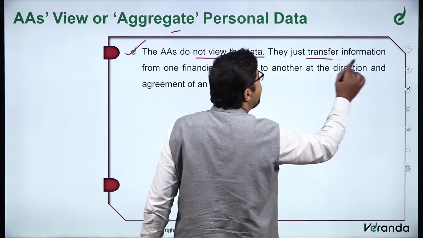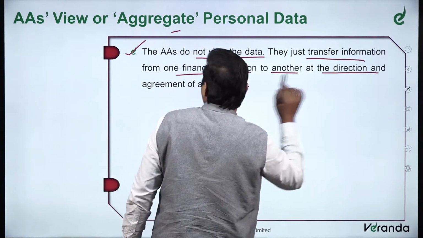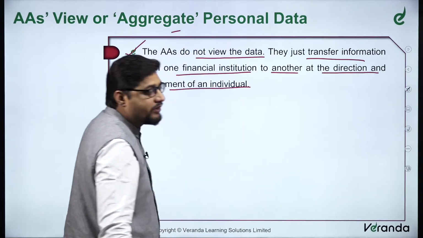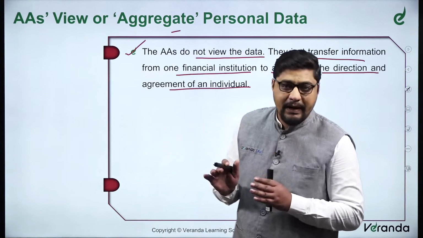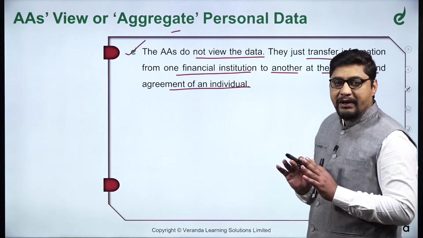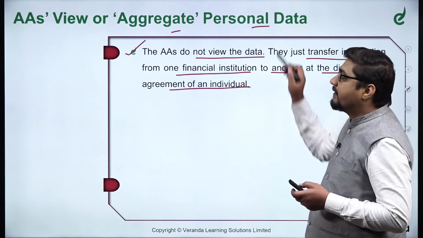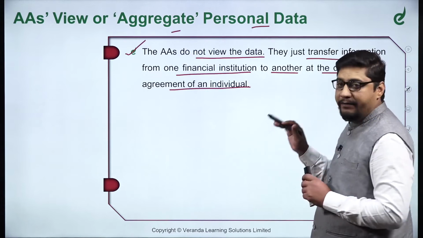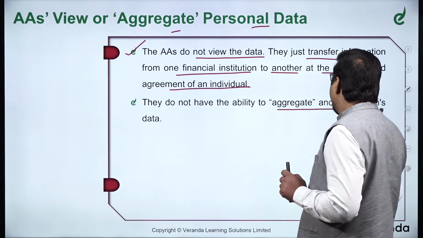They just transfer information from one financial institution to another at the direction and agreement of an individual. So if you give them the permission, okay, send my data from SBI to Axis Bank, you are allowed, then they will be sending your data, right? And at the same time, they will not be viewing your data. So if they are not viewing the data, the first concern is actually, we can say, it is safer in terms of personal data. They do not have the ability to aggregate another person's data.